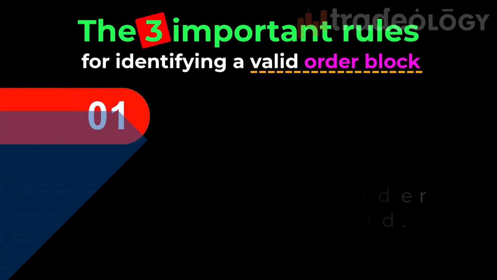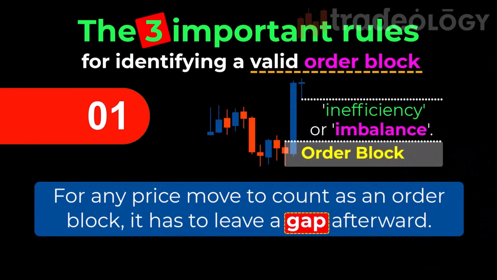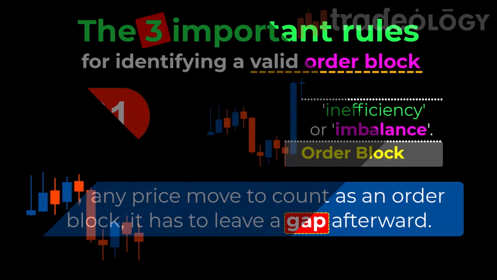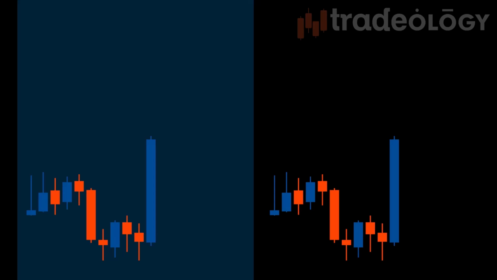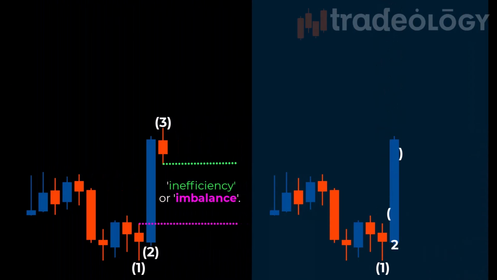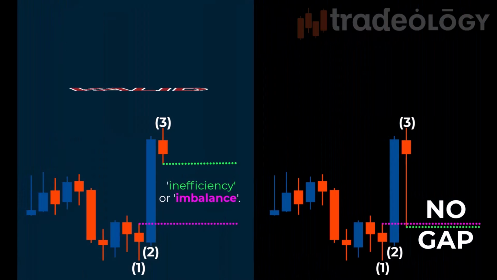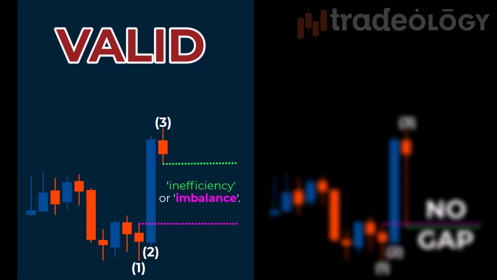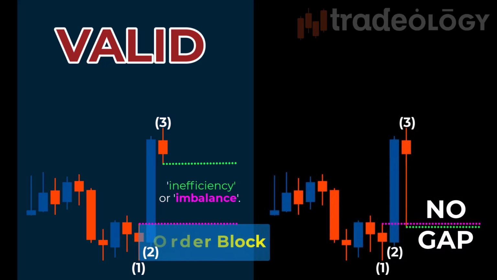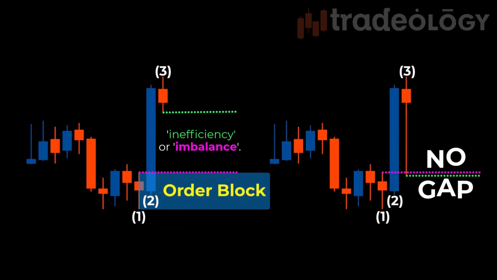Rule number 1. For any price move to count as an order block, it has to leave a gap afterward. Traders call this gap inefficiency or imbalance, but don't overthink it. It's just a gap. Let me make it super clear. Imagine 2 upward price moves. On the left, there's a clean gap between the first candle's upper wick and the third candle's lower wick. On the right, the wicks and candle bodies overlap, so there's no gap. The difference is everything. Only the left setup is valid because that gap proves inefficiency is there. And when you draw the order block, you grab the very first candle before the gap and draw a rectangle from the top wick all the way down to the bottom wick.